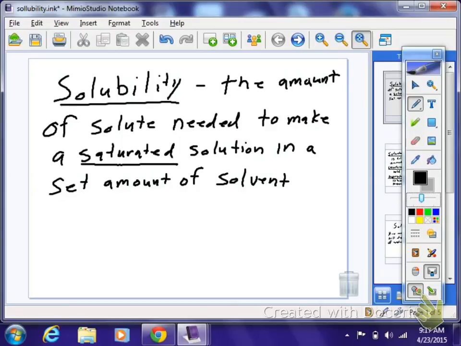And so we'll look at that. You should have a term with that: in a set amount of solvent. So they have to tell you how much solvent you have, because if they don't, you really can't get a solubility.